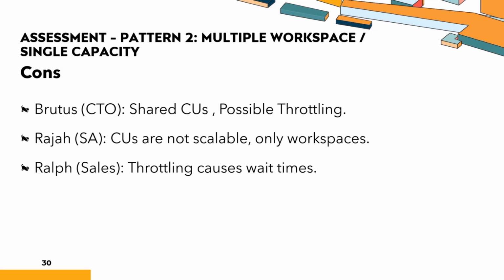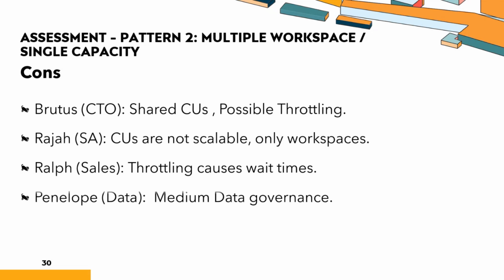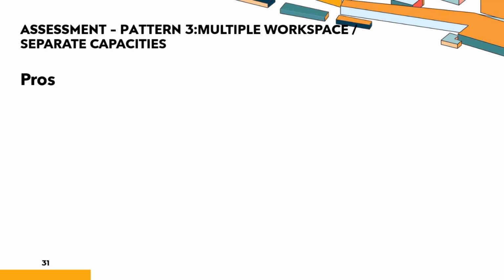Ralph, again, he's like, cool, I got my own workspace. Darn it, I have the same issue. I'm waiting. So, Ralph is very pushy. That's definitely boxer. Very pushy that I want to make sure I don't have wait times. And Penelope understands that while they have this, there's only like a medium data governance when it comes to workspaces. It's not separated quite the way they want to do it.